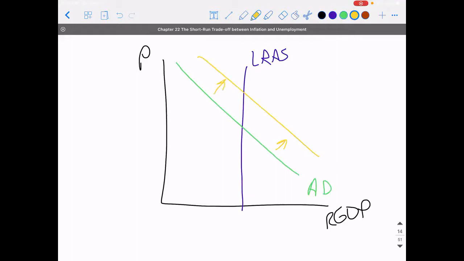And you would see that by increasing the aggregate demand curve, the price level has increased, the real GDP has remained the same, meaning that the unemployment rate would be the same as well.